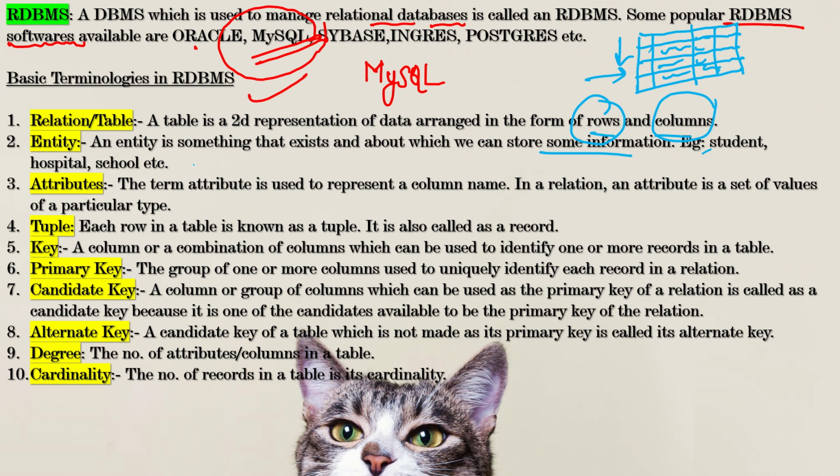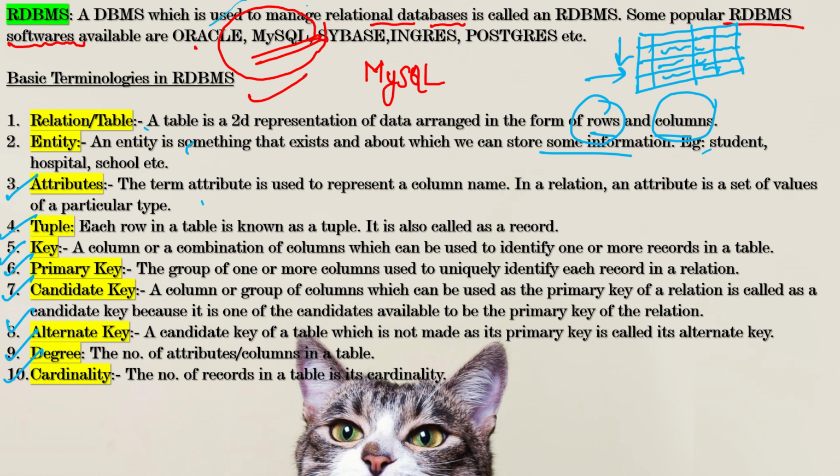Third one, okay, there are a few important ones: attribute, tuple, key, primary key, candidate key, alternate key, degree. These are quite important. Terms 3 to 10 are very important. Questions will come from these. I will show you how questions will be asked. Their definitions are also super important. Okay, learn their definitions.